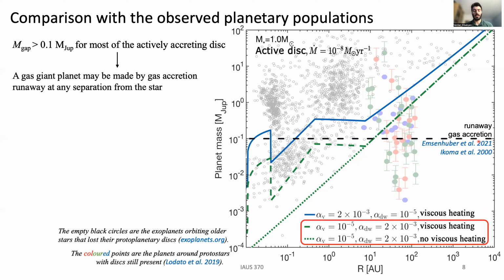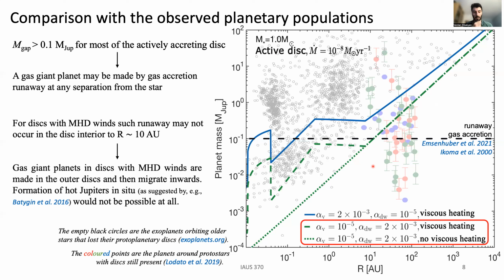However, if we now focus on the disks where the mass transport is due to the disk wind, which are the green line, dashed and dotted lines, then as you can see, runaway gas accretion will occur only for planets further than 10 AU from the star, which means that gas giant planets in disks with MHD winds are formed in the outer parts and migrate inwards, and it is practically impossible to form hot Jupiters in situ at small radial distances.